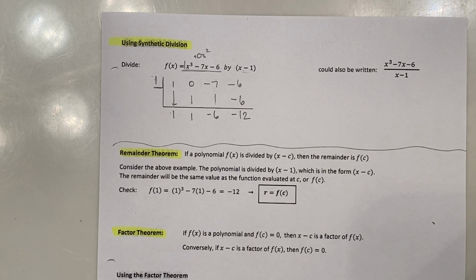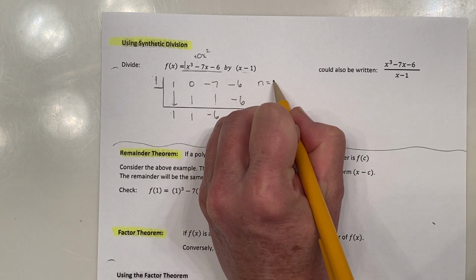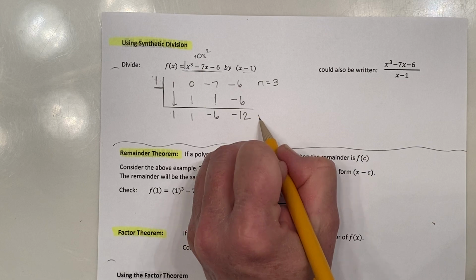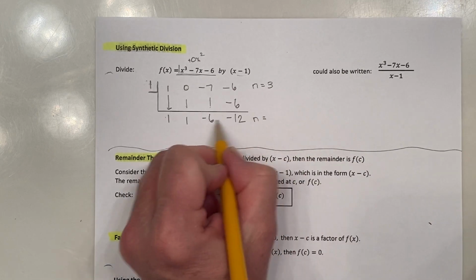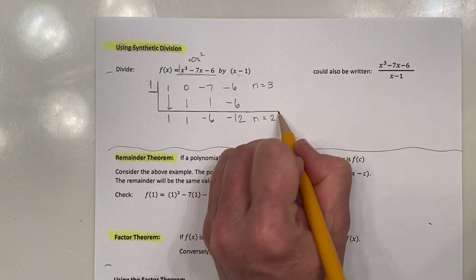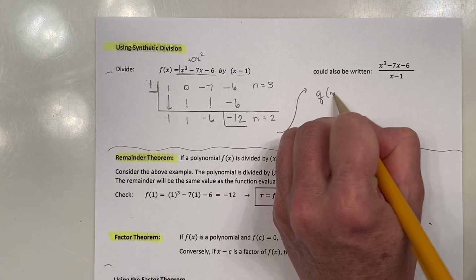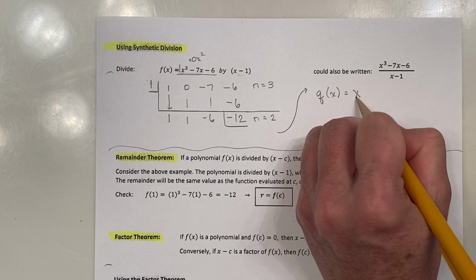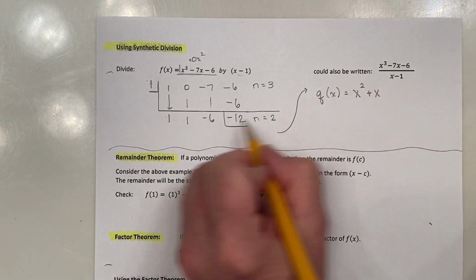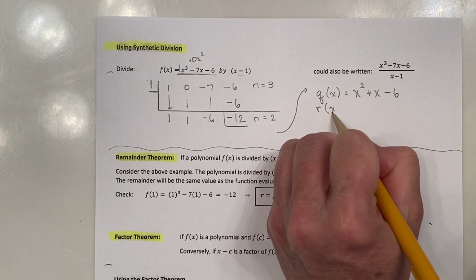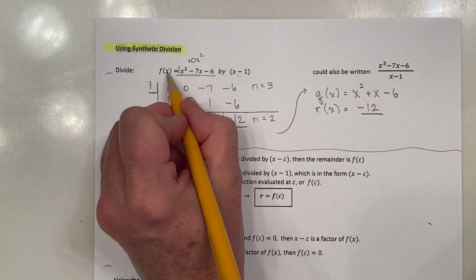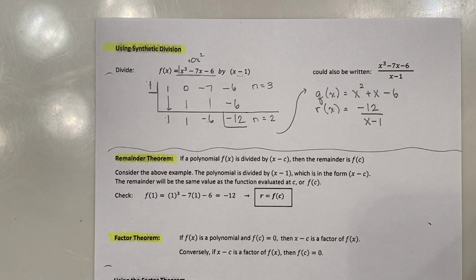All right, but remember we want to report Q of X and we want to report R of X. So I think what's helpful is that we should write down over here that this is a third-degree polynomial. And so all of these numbers will serve as coefficients for a quadratic quotient. Remember, this last number is your remainder. So I'm going to come over here. Our quotient is 1x squared plus 1x minus 6, and the remainder is -12. And you could put that over the divisor of x minus 1 or not. It's certainly up to you.